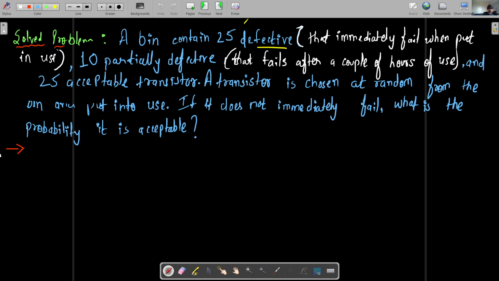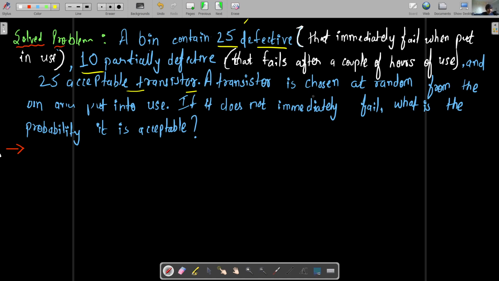So here the question says that a bin has 25 defective, so let me just highlight side by side that there is one bin and there are 25 defective transistors. Defective means that they will fail immediately when they are put into use. Then 10 partially defective, which fail after a couple of hours, and 25 acceptable transistors, which are in perfect condition and won't fail.